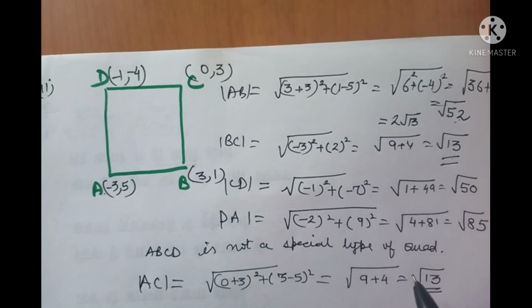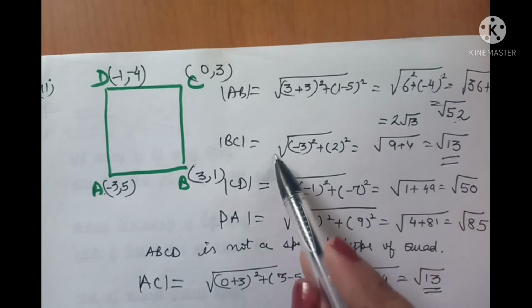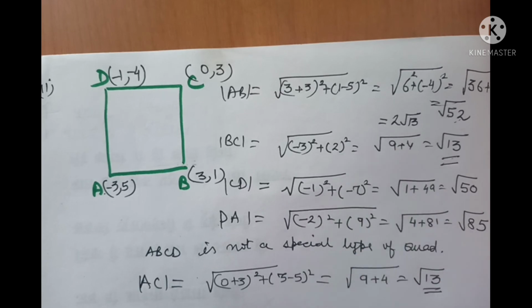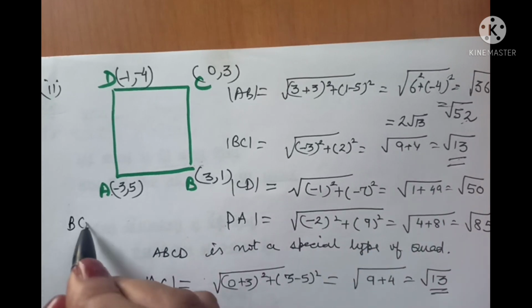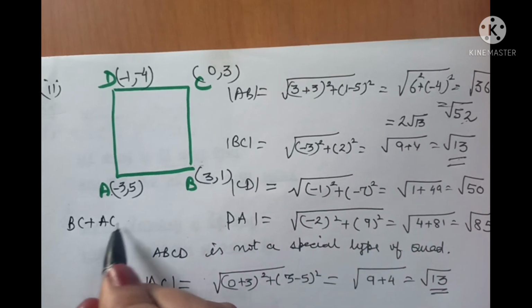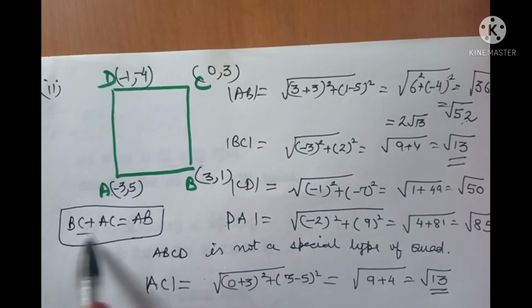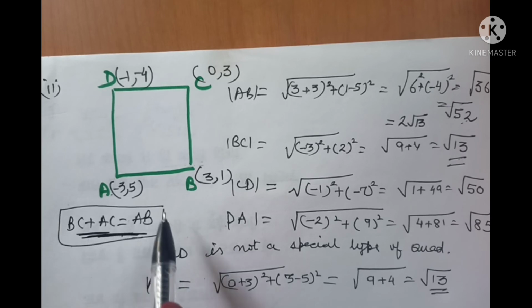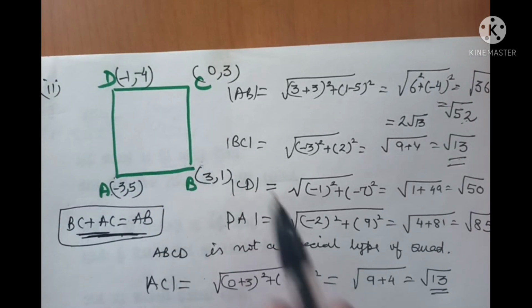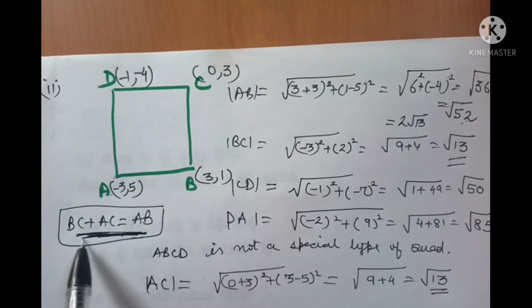So in a way I can say that sum of BC and AC is coming equal to AB. Let me write here. Sum of BC and AC is coming equal to AB. That means points A, B, C are collinear. Right? Are you getting it? Therefore, A, B, C cannot form a triangle. These 3 points are collinear.